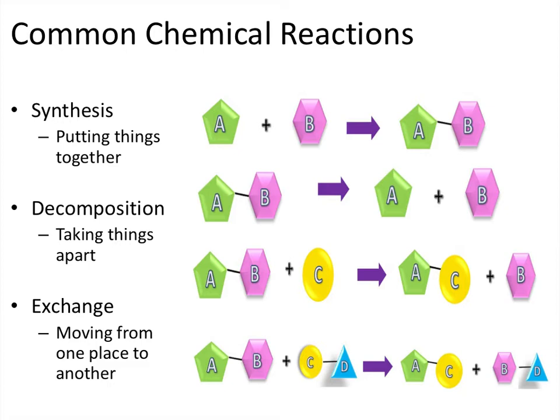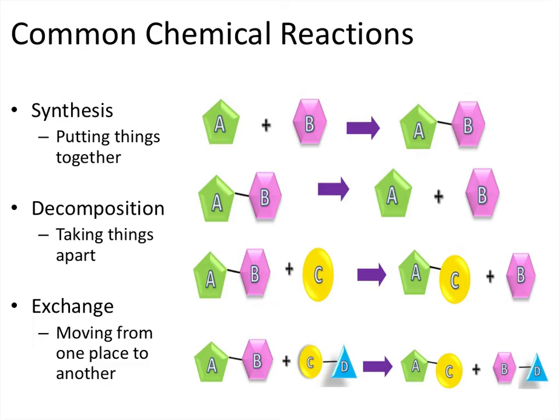We have synthesis reactions, where things are put together. You take atom A and atom B, or molecule A and molecule B, and you link them together with some kind of bond. Decomposition is where we're taking something apart. So we have a molecule made up of A and B, and we split that bond apart and we get A and B separately. Or we can have exchange reactions, where essentially we're just moving some things around.